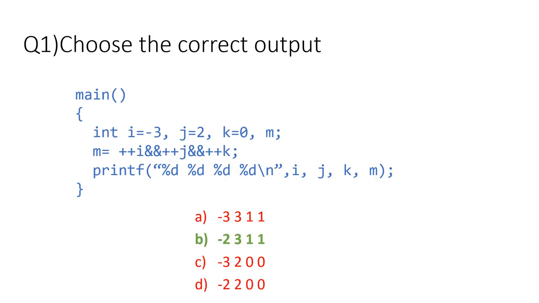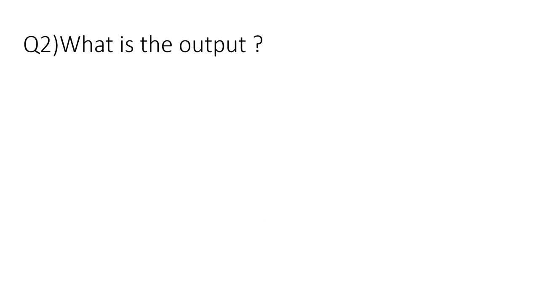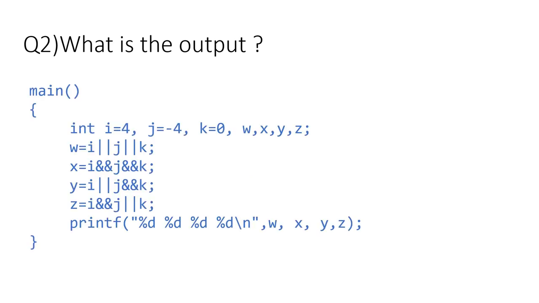The second question is, what is the output? So this is a program and these are the options. What is happening in this program?